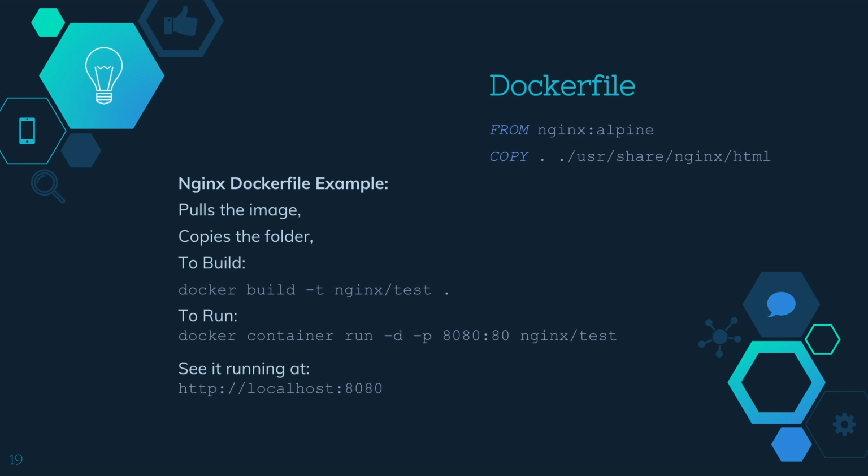So on the right we have what an Nginx Dockerfile could look like. We pull the image that we want, and we copy in our code from the current directory to the directory that we want it to go to. In this case, Nginx serves from that HTML folder. So if you want to easily spin up a web front-end project, you can just copy your files into that, and you're pretty much ready to go.